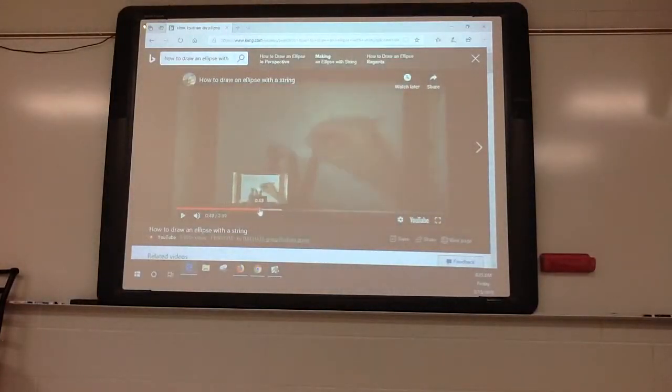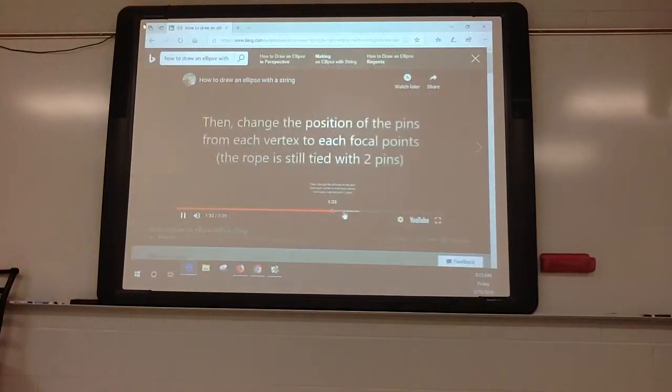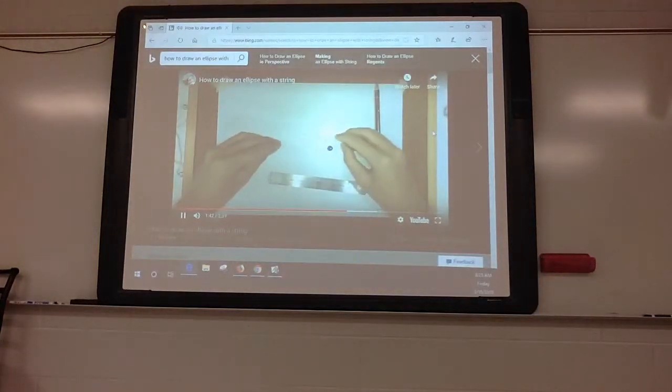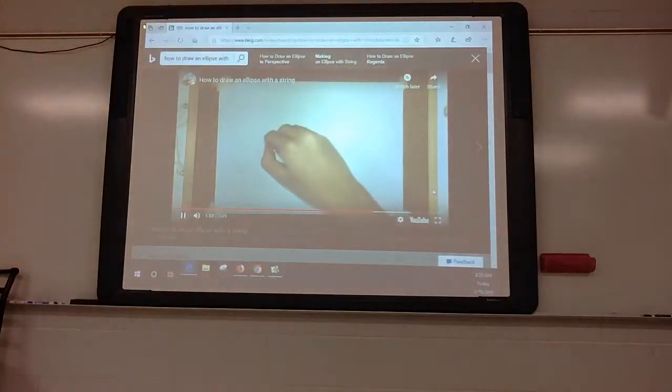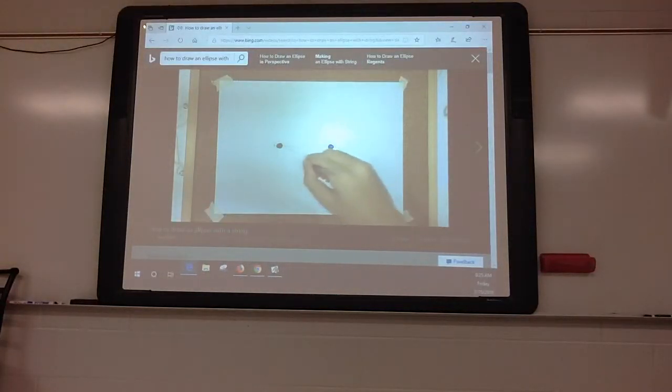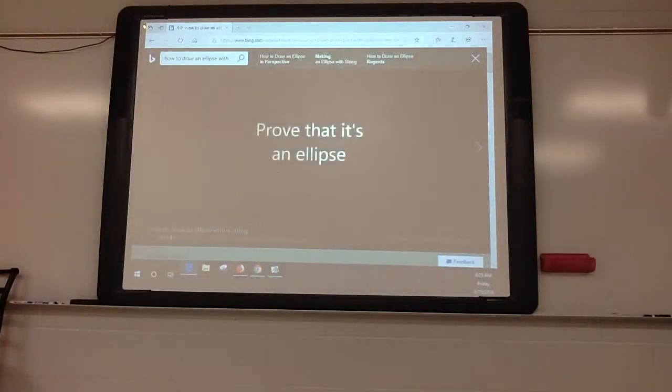is make two, give me a second, let me get into it. Okay, you make 2 points and then you tie the string to the pin. So you've got the 2 pins, you tie a string. So this string right here represents the sum of the 2 focal radii. And then you put your pencil on the string and you start moving it. And if you see what's happening with hers, and I know it's a little bit hard to tell, you're going to make an ellipse.